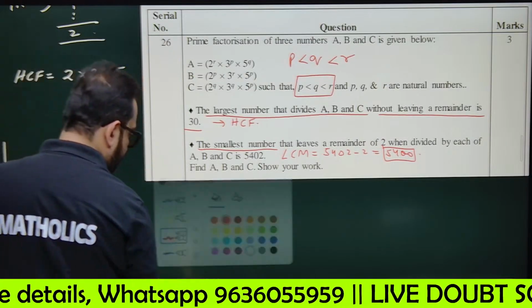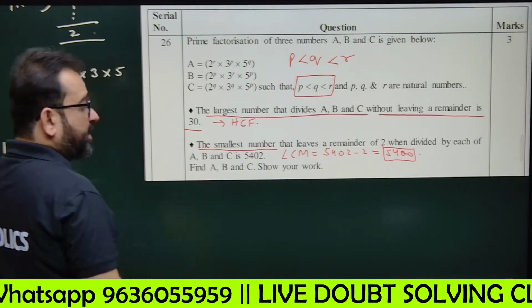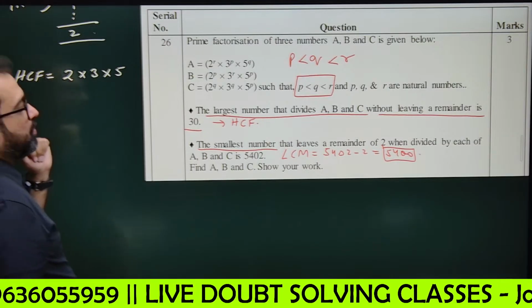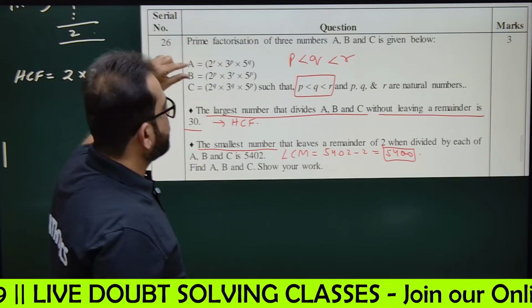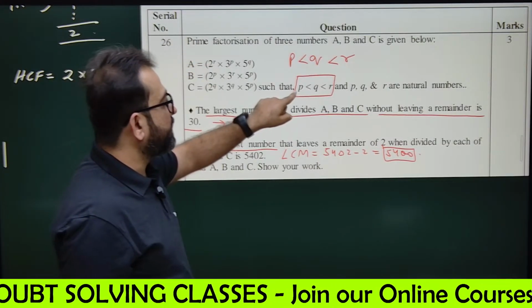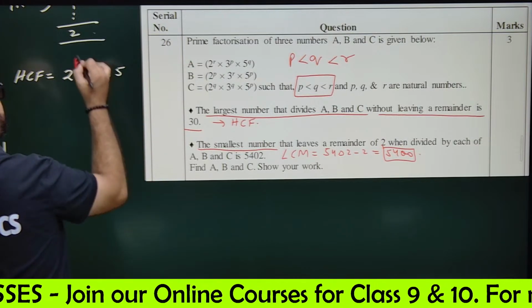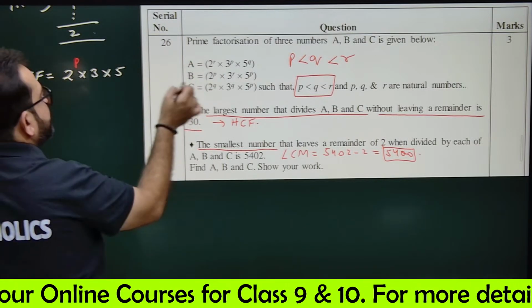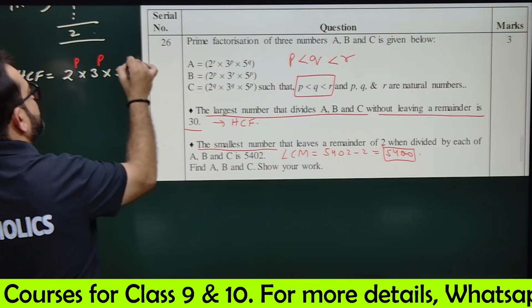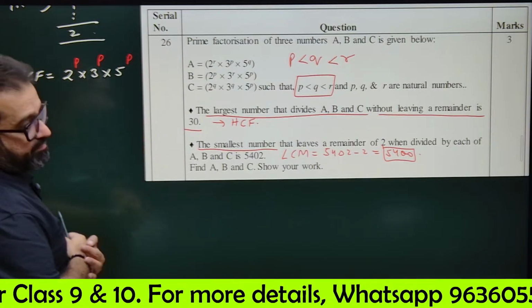Now, check for the lowest power of 2. 2 raised to the R, 2 raised to the P, 2 raised to the Q. If P is smallest, so 2 raised to the P will be the smallest power. Similarly, 3 raised to P will be the smallest and 5 raised to P will be the smallest. That means this is the HCF.